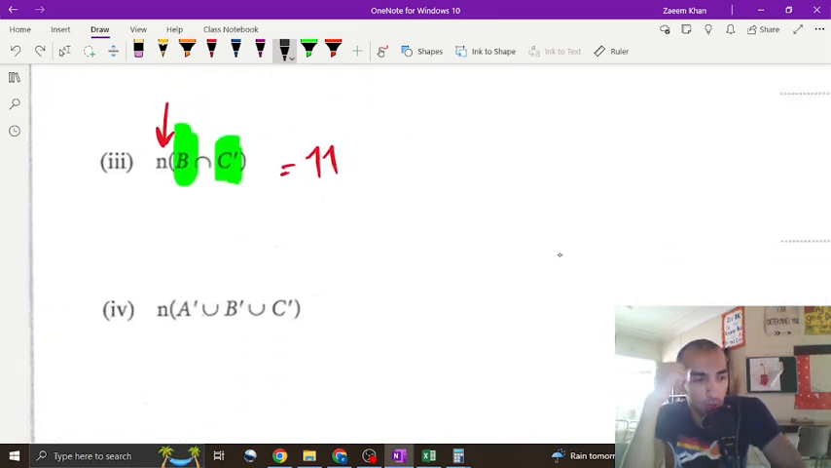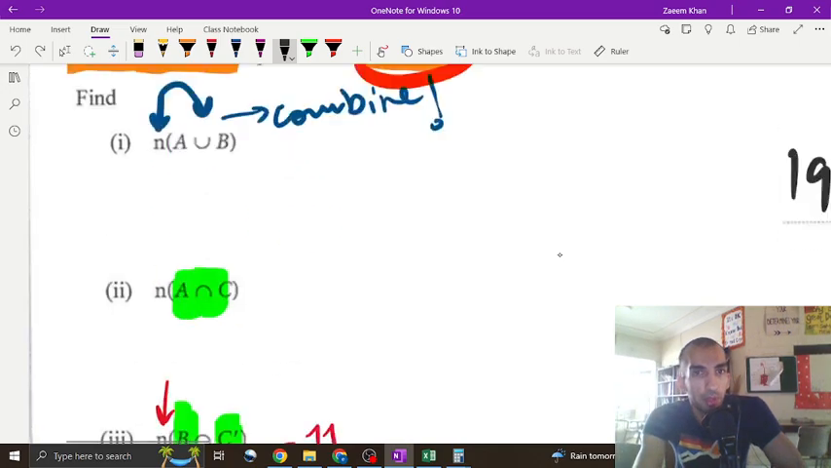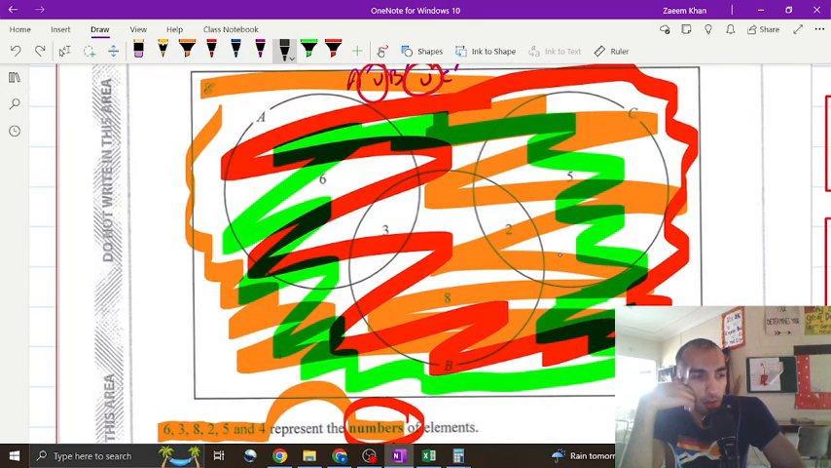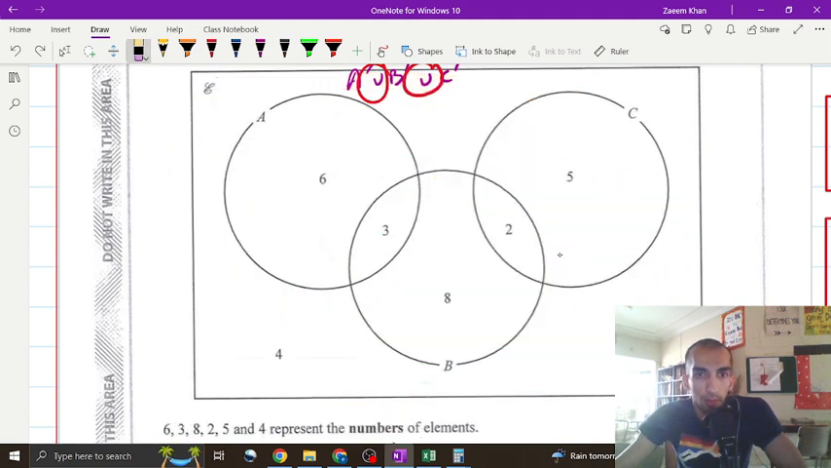Now take a look over here. It says A complement union B complement union C complement. Find the number of elements over here. Is this making more sense now? So what's the answer going to be? What was it? A complement.